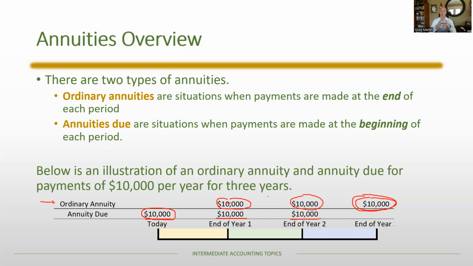Drawing it out and mapping things out and seeing where they are in time can sometimes help you see whether it's an annuity due or an ordinary annuity. And we're going to eventually introduce you to a deferred annuity.